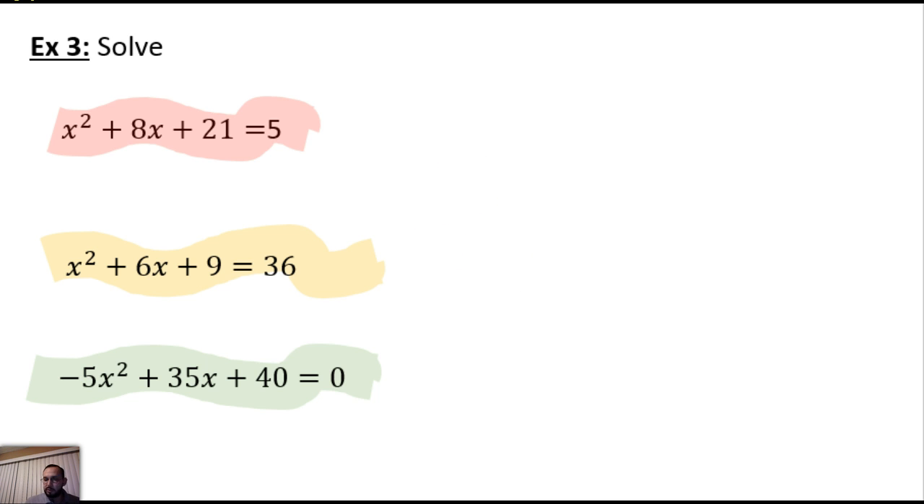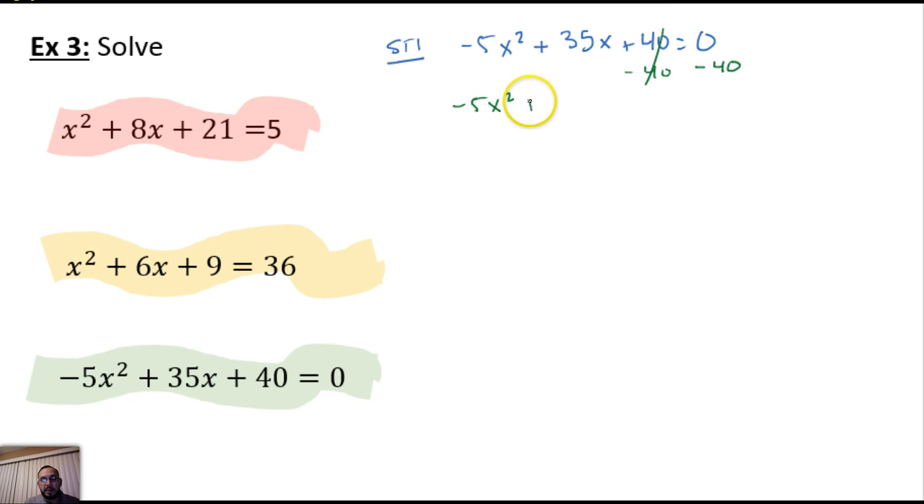Okay, let's knock out that green one, just so you can see an example of what to do when you have a leading coefficient. For step 1, I have negative 5x squared plus 35x plus 40 is equal to 0. First thing, I'm going to subtract 40 to get my x's alone. This goes away, and I get negative 5x squared plus 35x is equal to negative 40.